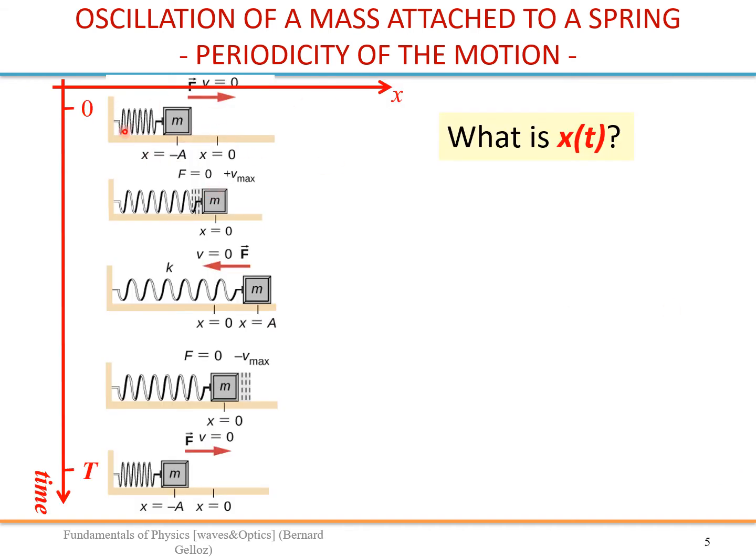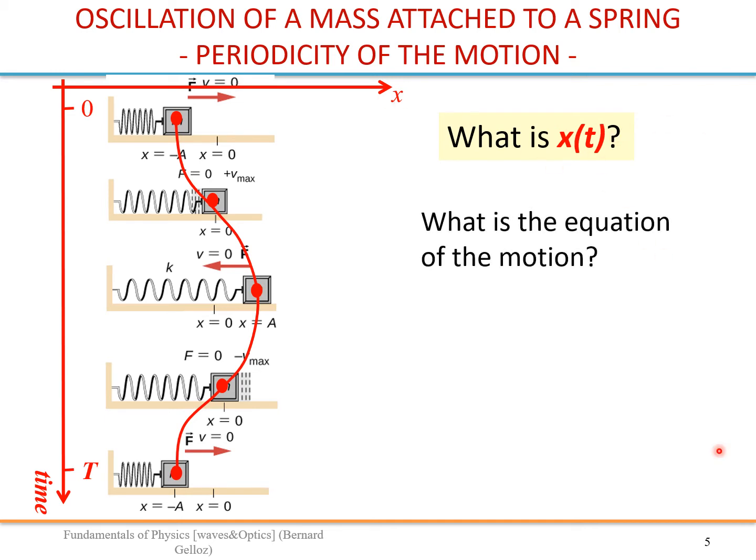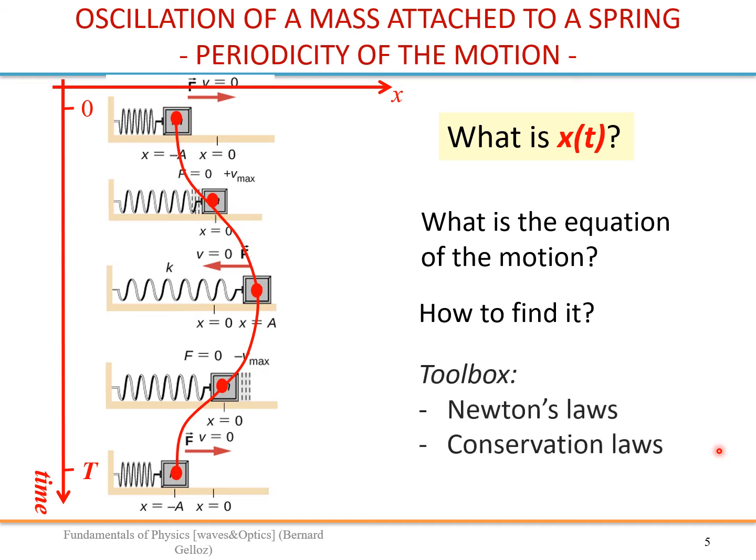Here are represented the different stages of the oscillation. What we are interested in is the position of the mass. We can see that it looks like a cosine or a sine function. So what is it? We need the equation of motion. And how do we find that? We are in mechanics, and we have some tools in mechanics, which are Newton's laws and conservation laws. We can use these to find out x of t for this oscillator.